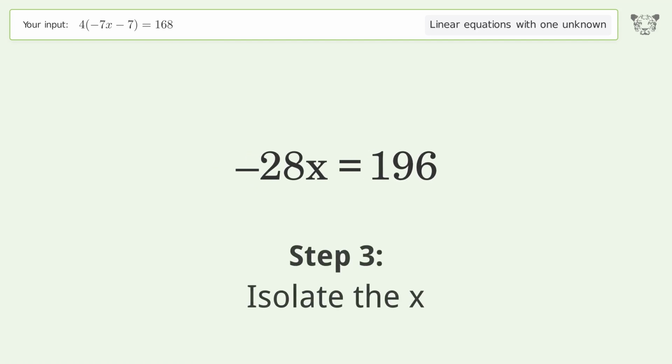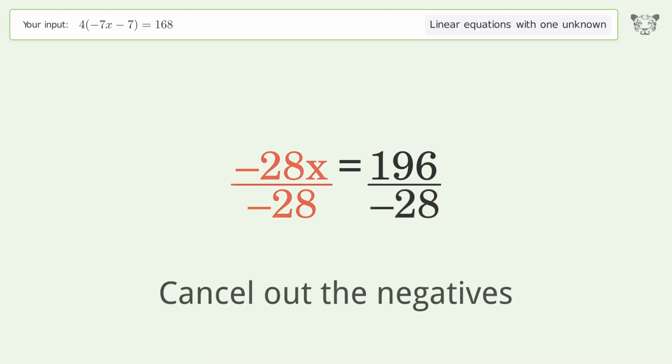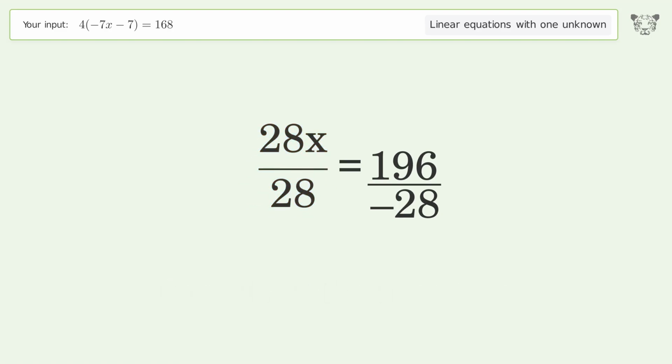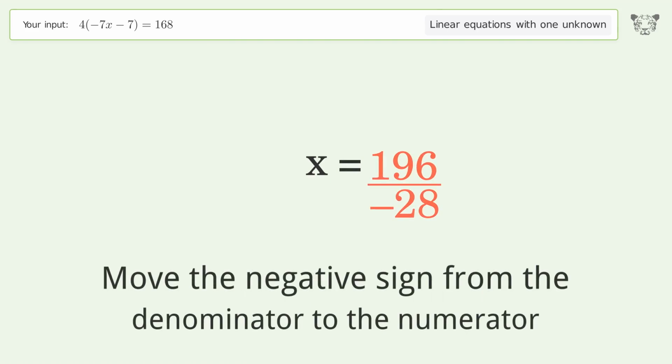Isolate the x. Divide both sides by -28. Cancel out the negatives. Simplify the fraction. Move the negative sign from the denominator to the numerator.